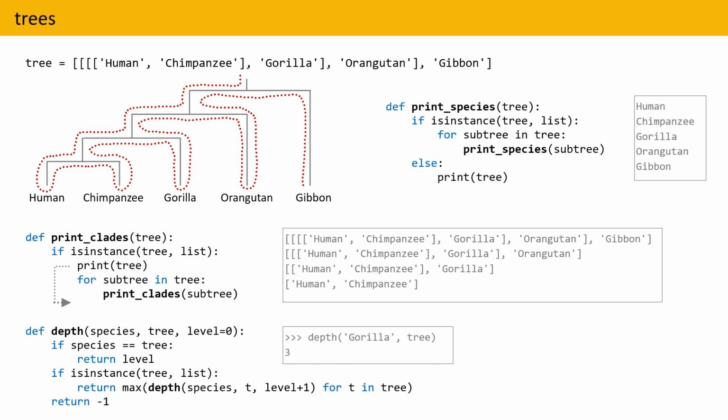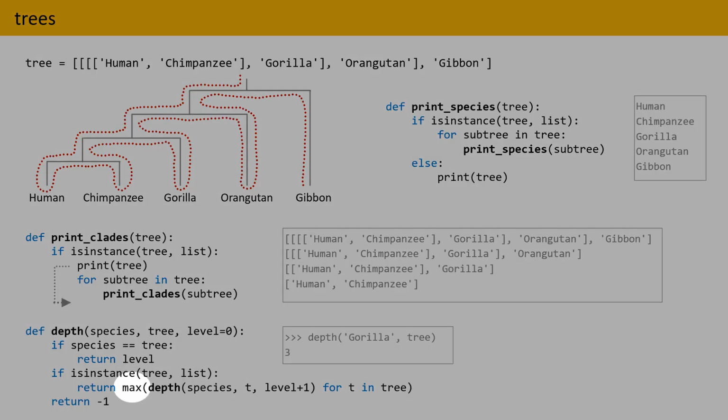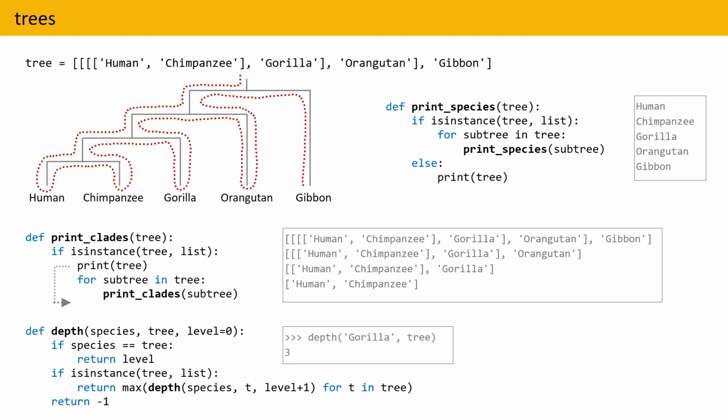All these recursive calls for the subtrees return a level, which is either -1 if the species was not found, or it is the level of the species. We therefore return the maximum of these levels. The last line in the code covers the case when the species was not found in a specific subtree. Recursive solutions can be very compact and elegant, but also inefficient. We will have a look at the trade-offs between recursive, iterative, and other solutions next.